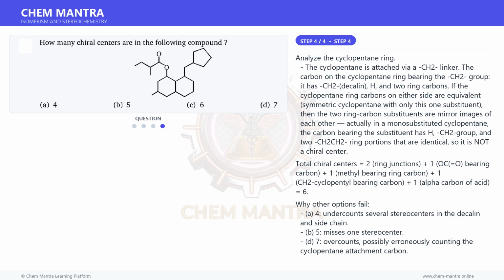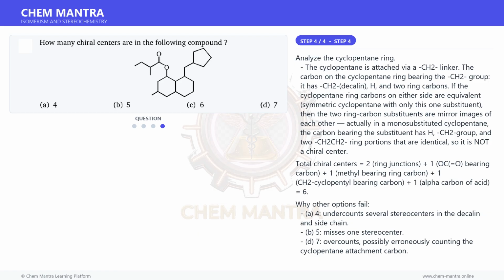Total chiral centers is equal to 2 ring junctions plus 1 OC=O bearing carbon plus 1 methyl bearing ring carbon plus 1 CH2 cyclopentyl bearing carbon plus 1 alpha carbon of acid, equal to 6.